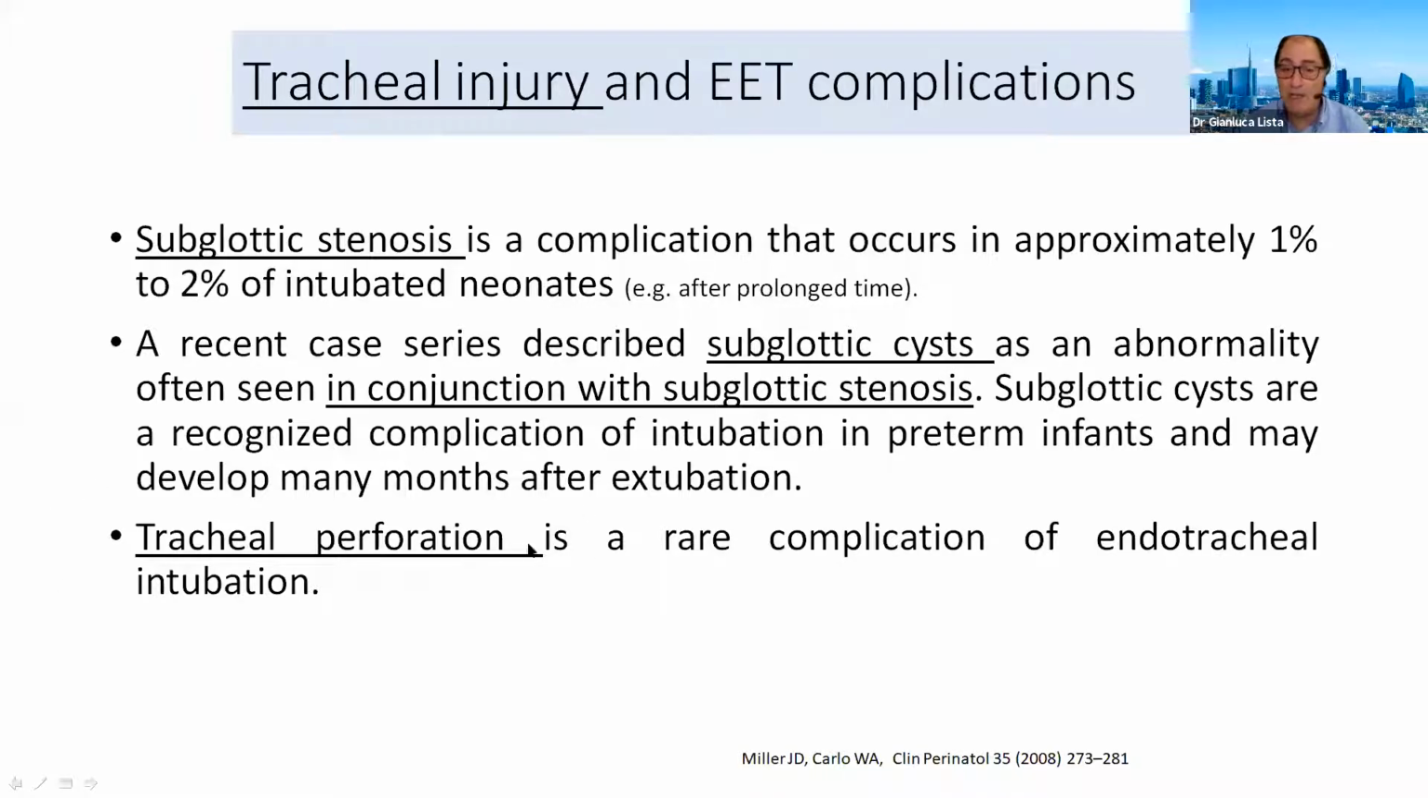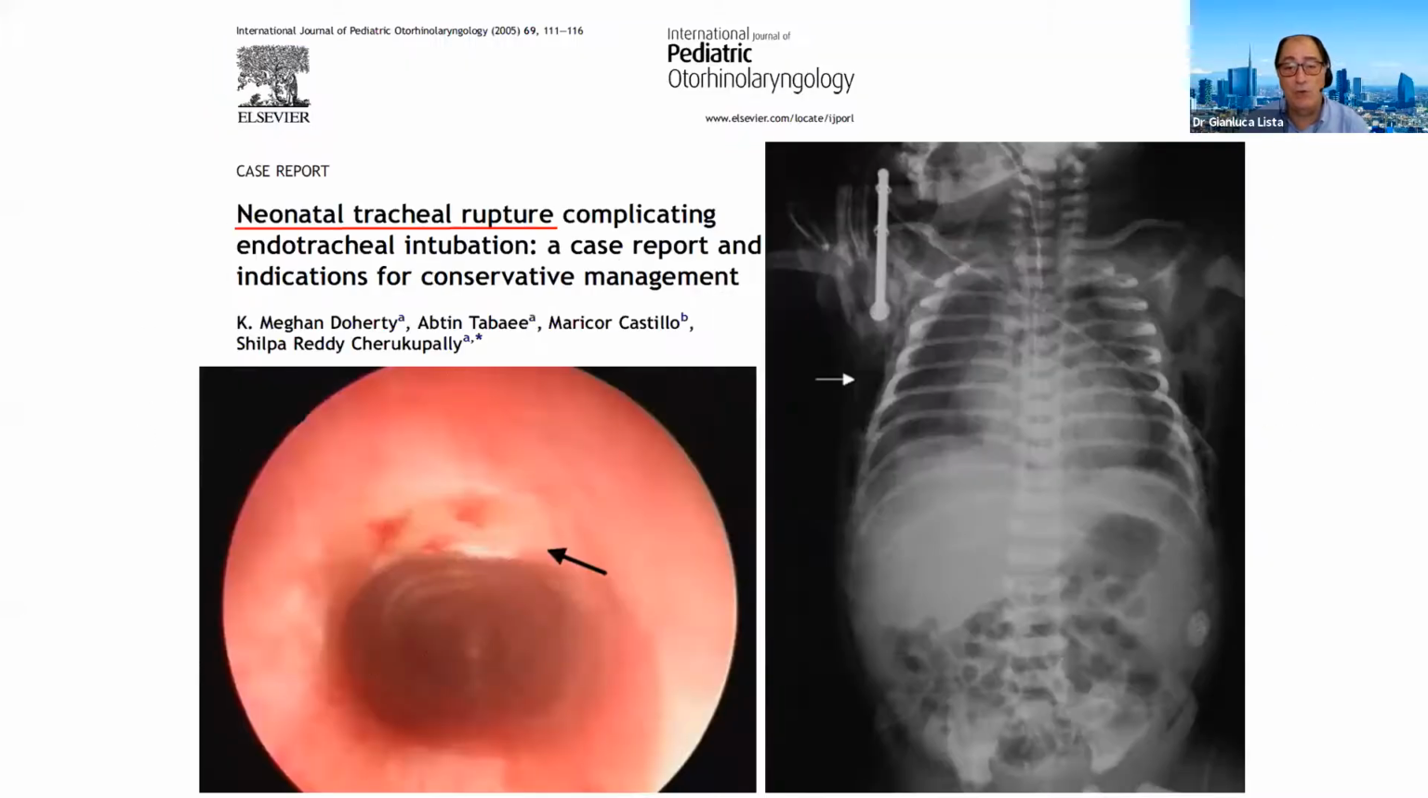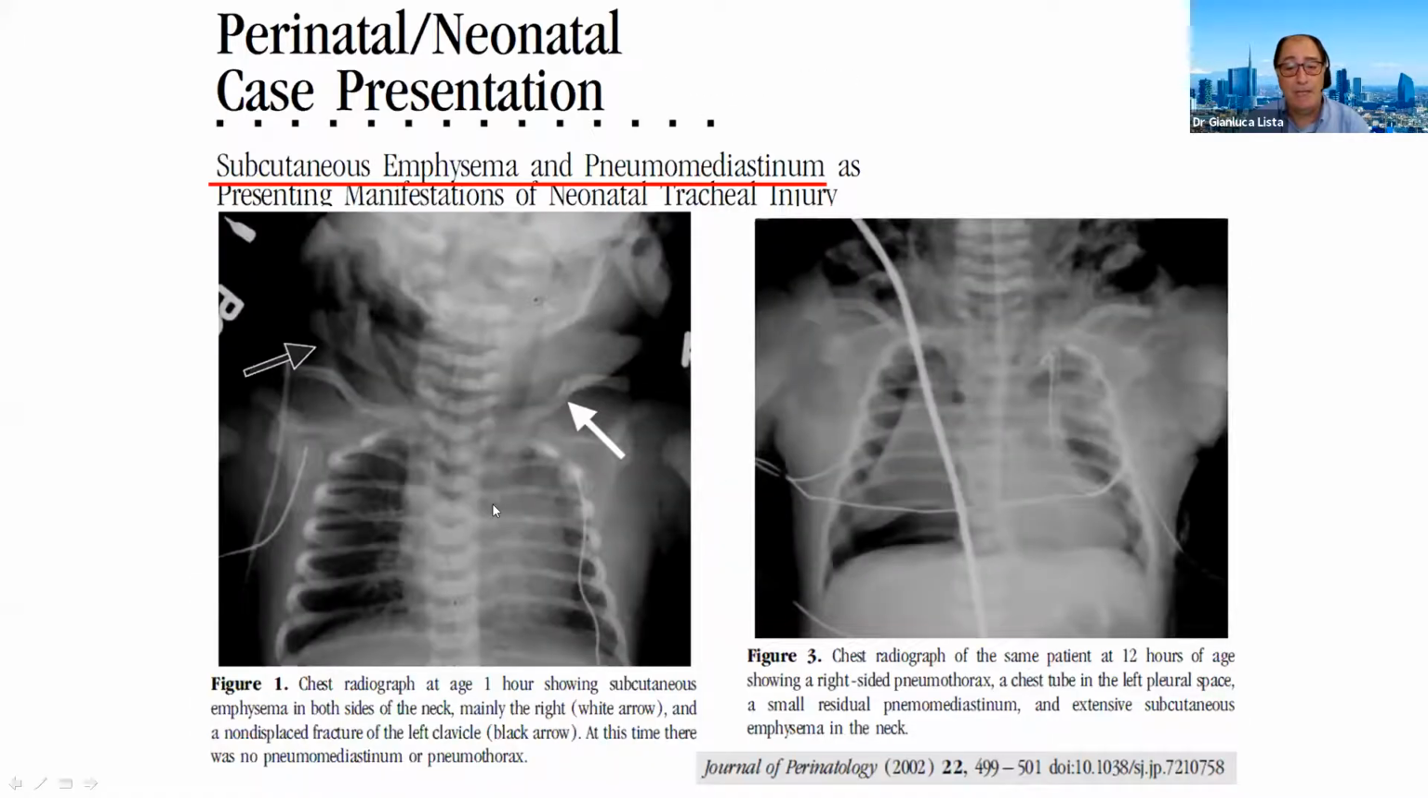Tracheal perforation is a very rare complication, but has to be considered among the adverse events during endotracheal intubation. I want to show you this case report in which there is a tracheal rupture that complicated the endotracheal intubation and induced a very severe pneumomediastinum and pneumothorax. Another patient with subcutaneous emphysema, pneumomediastinum and pneumothorax was related to the tracheal injury.